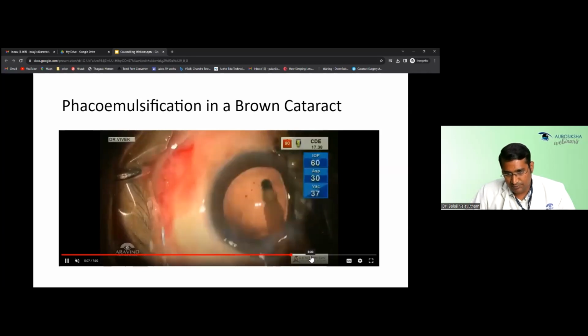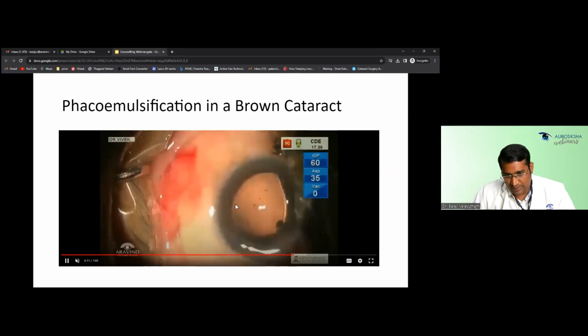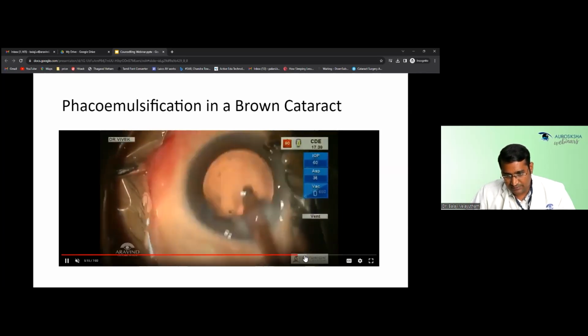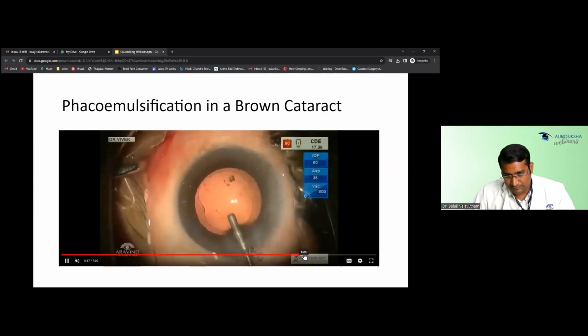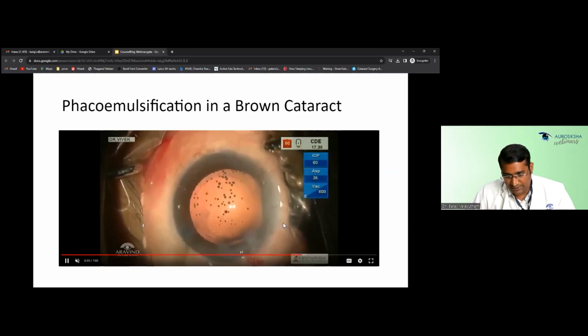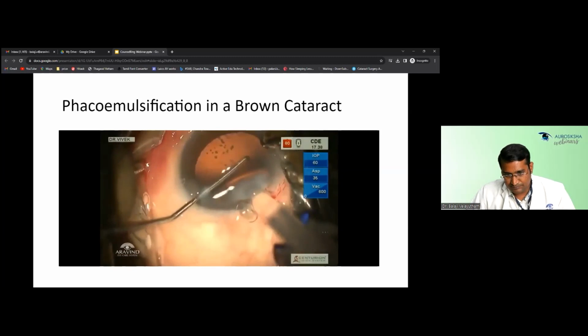This is how cortex is removed from the bag. As you can see, the bag margin where the capsular excess was done. The surgeon is polishing the bag. Bag is completely inflated. Now the surgeon is injecting the lens into the bag.